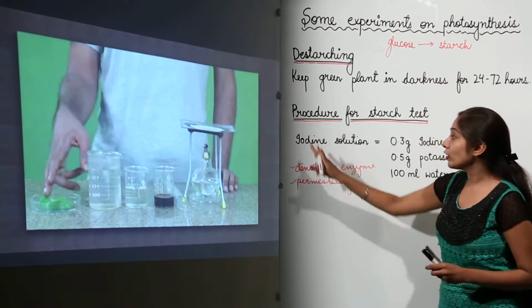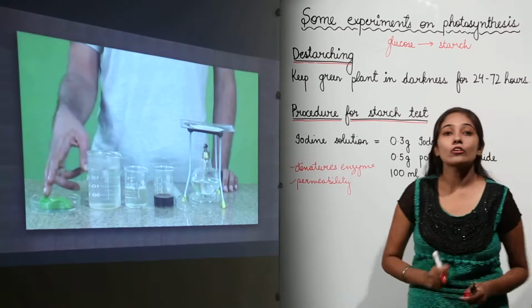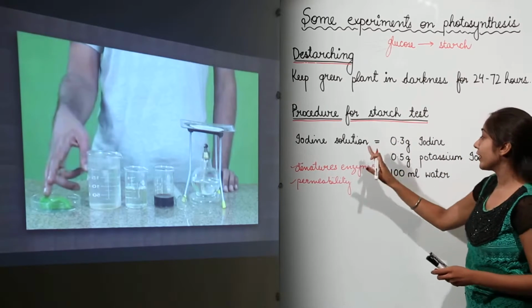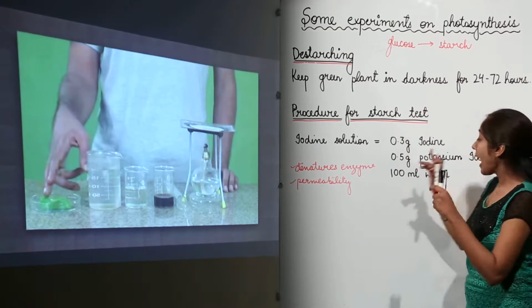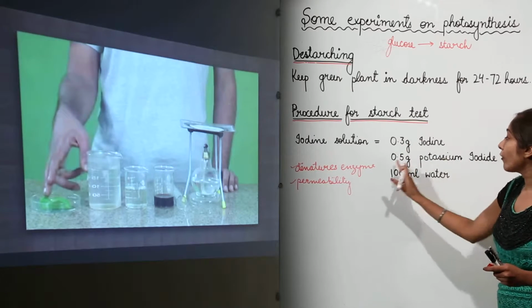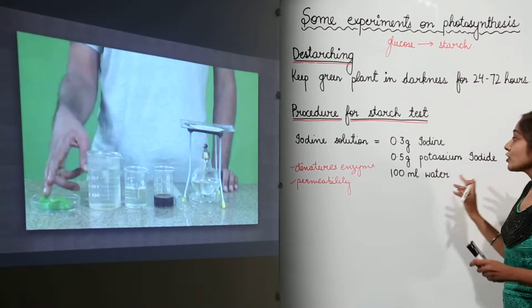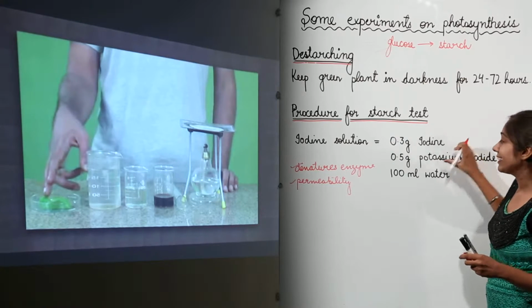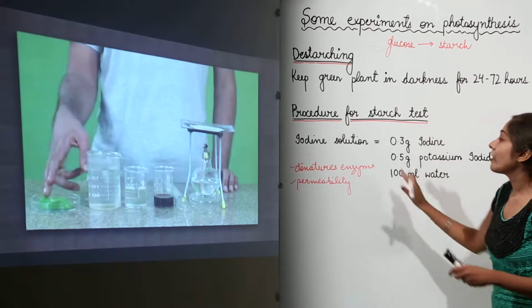So what is this iodine solution? How can you make this iodine solution? It's very important to understand. You'll take 100 ml of water, and in this 100 ml of water, just put 0.3 gram of iodine and 0.5 gram of potassium iodide. So when you keep both these two things in 100 ml of water, you say that you have made an iodine solution.